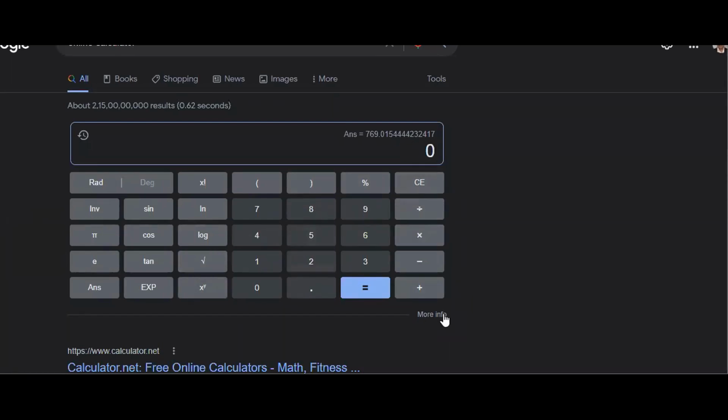Sorry, sir, for the annuity due, isn't it 1 minus V^N divided by D? By D. That's what you are saying. I'm not sure you noticed that.